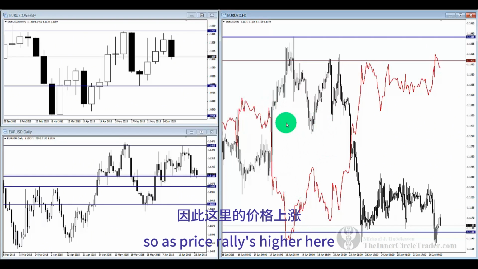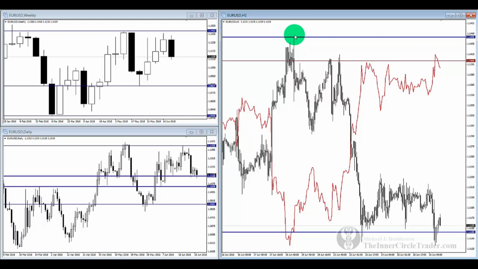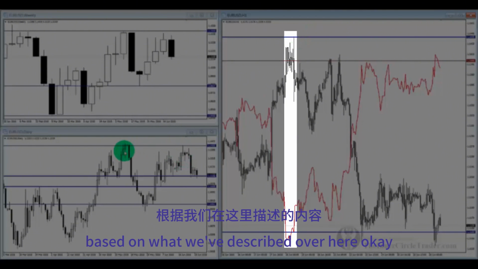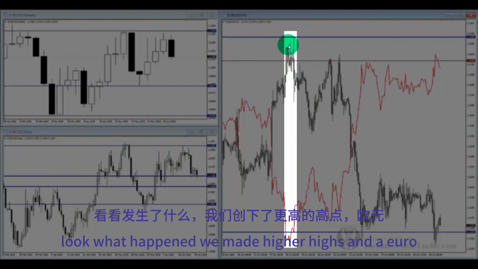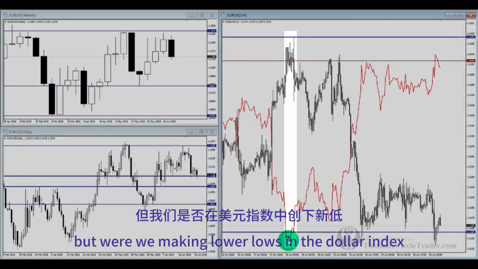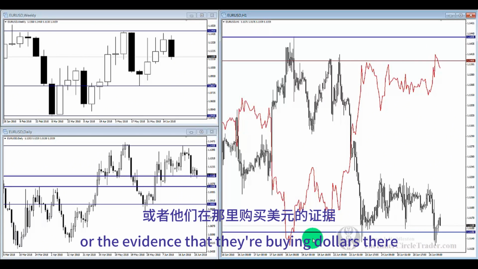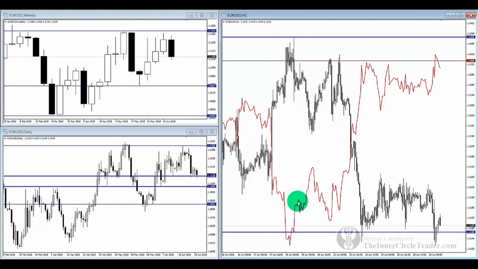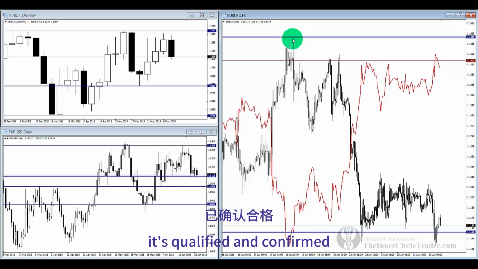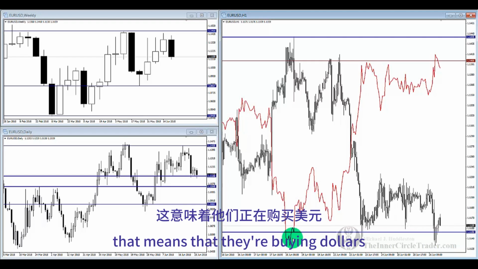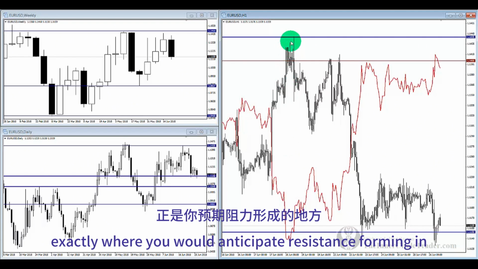Here's the dollar index. As price rallies higher here, at a level where we would anticipate some selling pressure based on what we've described over here, look what happened. We made higher highs in the euro, but were we making lower lows in the dollar index? Absolutely not. That's SMT divergence. That's the cracking correlation, the evidence that they're buying dollars there. Even though the euro went higher at a level where we would anticipate resistance, it's qualified and confirmed when there is a failed lower low in the dollar. That means they're buying dollars exactly where you would anticipate resistance forming in the euro.